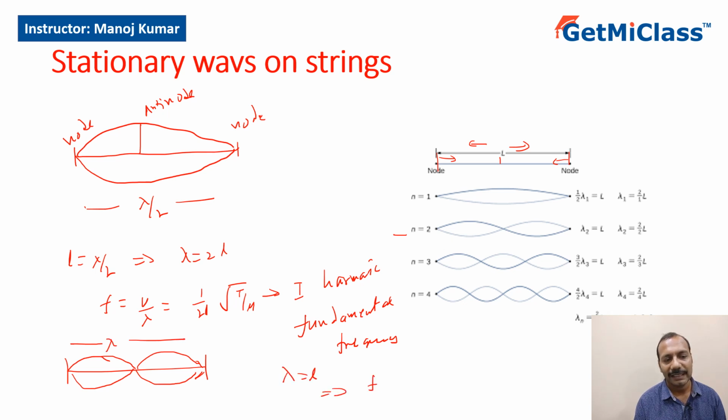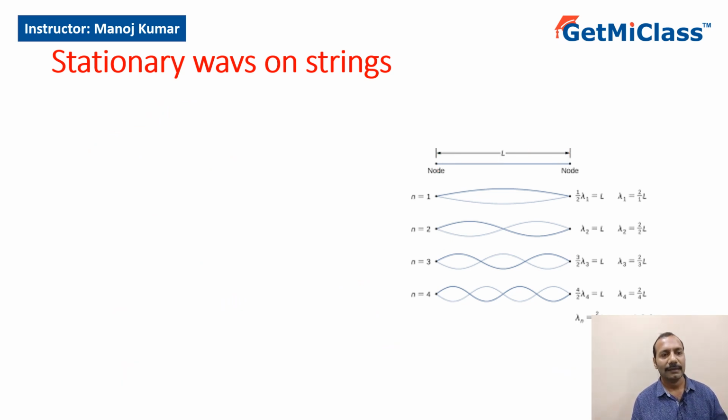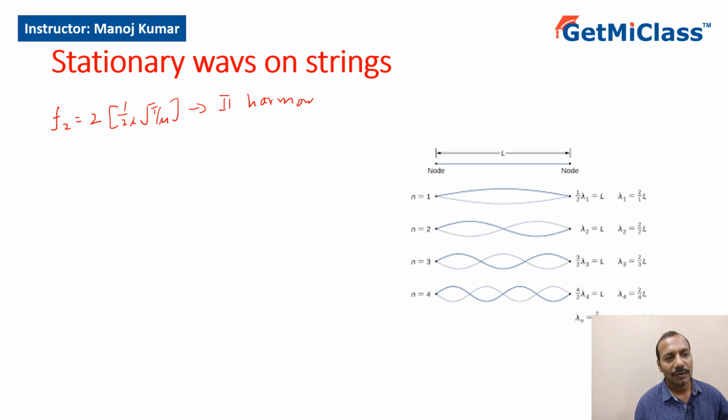So that would imply f2, that is second harmonic, equal to 1 by L into root T by mu, which can be written as 2 into 1 by 2L root T by mu. So this is called second harmonic. So what did we get? We got second harmonic. Frequency of second harmonic is 2 into 1 by 2L root T by mu. The name given to this is second harmonic or first overtone. So these are the two notations that we use.